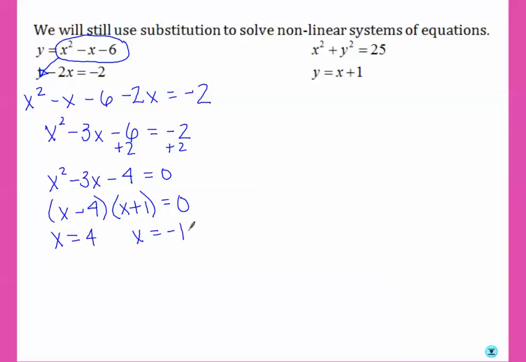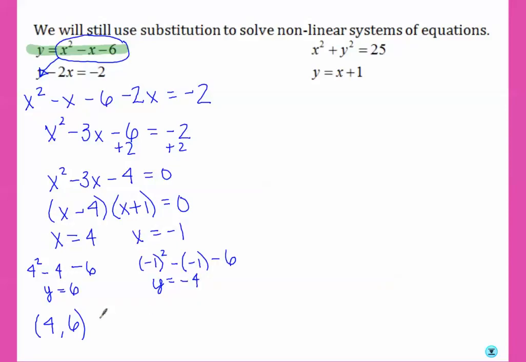Now we need to figure out what y values go along with each of these. Again, we're going to choose the equation that already says y equals, since we're looking for what y equals. So we're going to have 4 squared minus 4 minus 6 and -1 squared minus -1 minus 6. Here we get that y equals 6. Just type it in your calculator just like that. So our solution would be 4, 6. And here we get that y equals -4. So our other solution would be -1, -4.